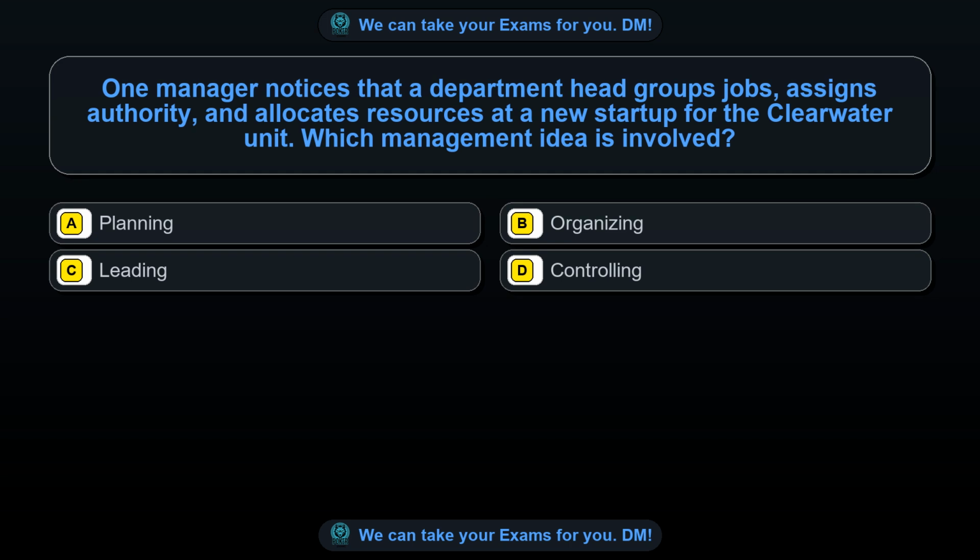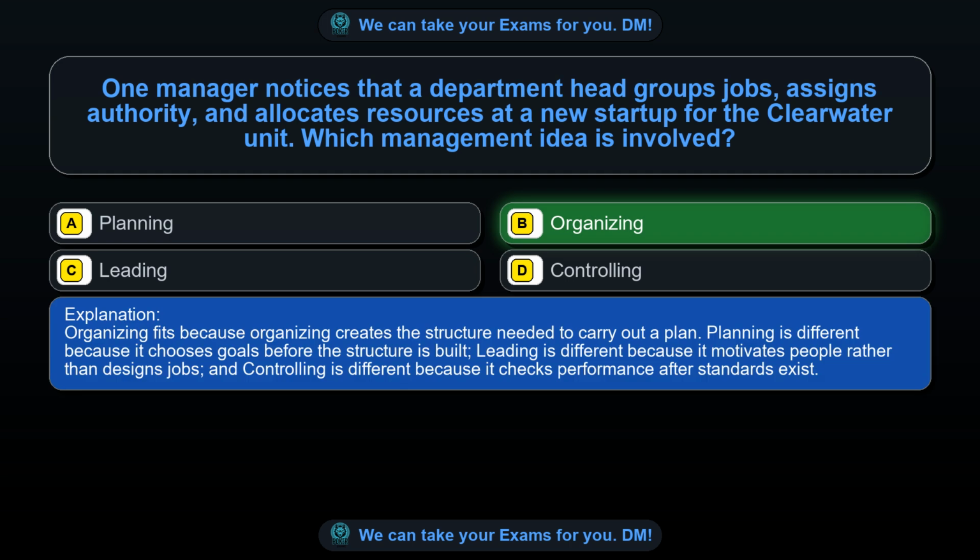Question 67. One manager notices that a department head groups jobs, assigns authority, and allocates resources at a new startup for the Clearwater unit. Which management idea is involved? Option A, planning. Option B, organizing. Option C, leading. Option D, controlling. The correct answer is option B, organizing.